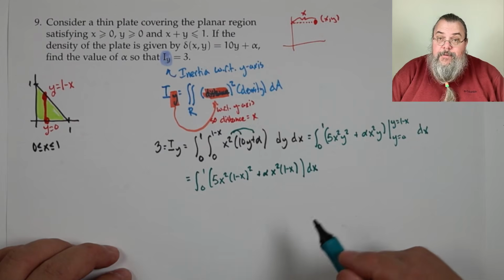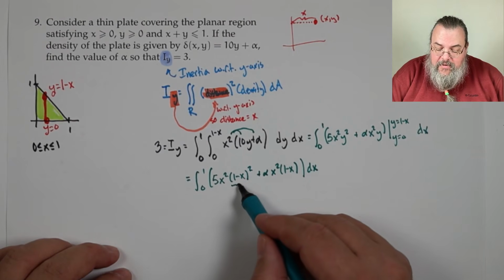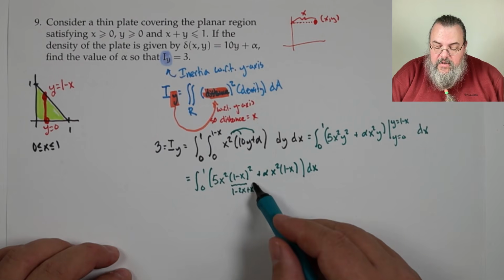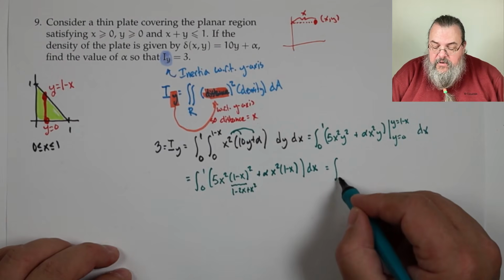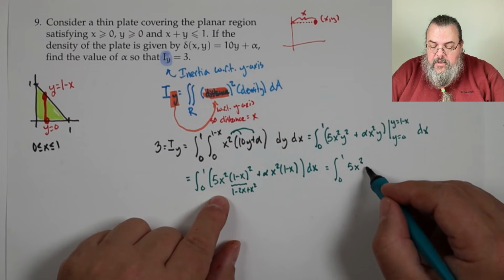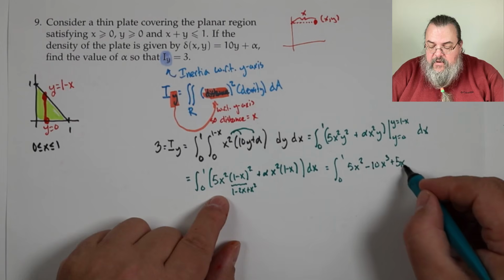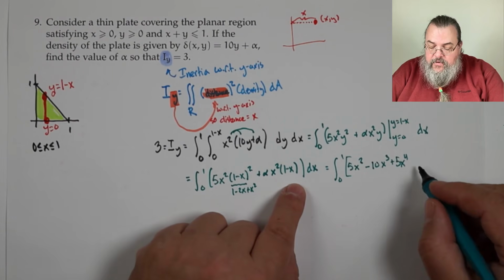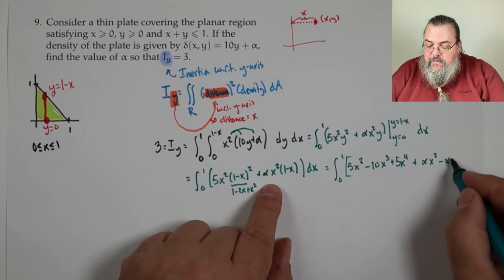Well, let's expand. Here, 1 minus x quantity squared is 1 minus 2x plus x squared. If you distribute the 5x squared through, this becomes the integral from 0 to 1 of 5x squared minus 10x cubed plus 5x to the 4th. Okay, that's the first term. Now this alpha x squared we also distribute: plus alpha x squared minus alpha x cubed.